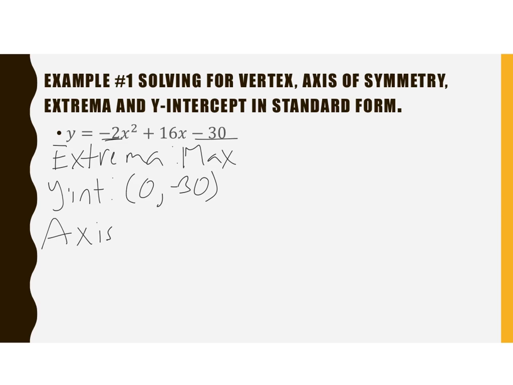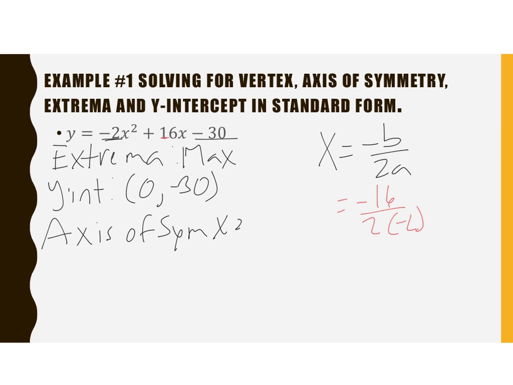Axis of symmetry, we're going to use that little formula to solve for x. X equals negative b over 2a. Let's plug in. B is 16, so negative b would be negative 16, over 2 times a, which is negative 2. That's negative 16 over negative 4, negative divided by negative. My axis of symmetry is going to be x equals positive 4. If you have the axis of symmetry, you're halfway there to finding the vertex. The x value of the vertex and axis of symmetry are the same value.